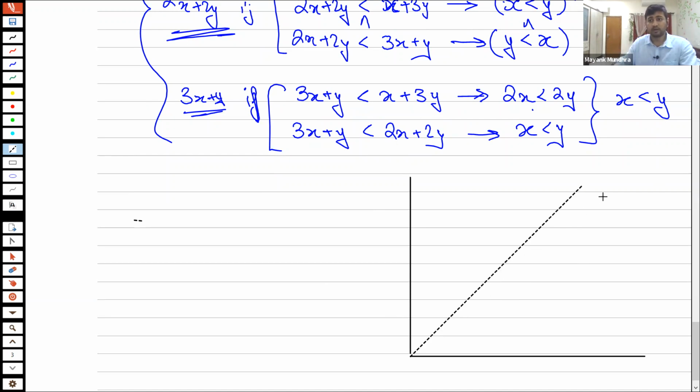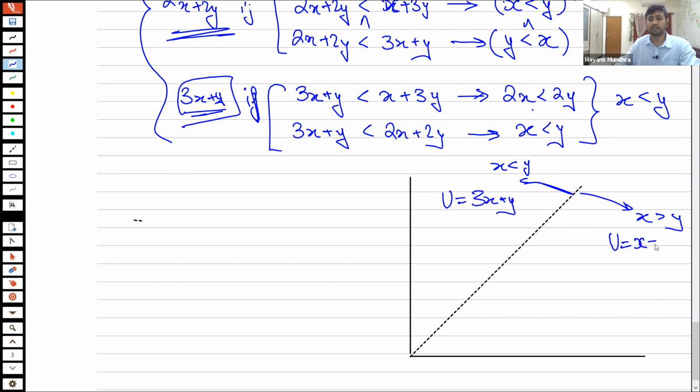Okay. To the right of this line you have x greater than y. To the left you have x less than y. So here you would have utility equals 3x plus y, and here you would have utility equals x plus 3y. This is something we have already established. So next question to you, Akshi: if the utility function is 3x plus y here, what is the slope of the indifference curve?